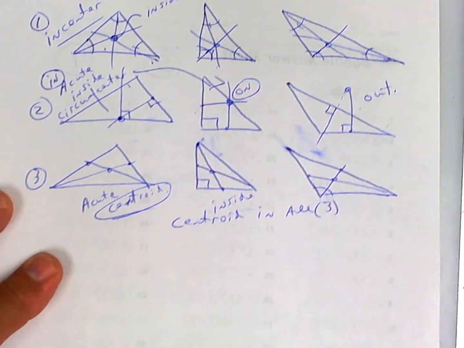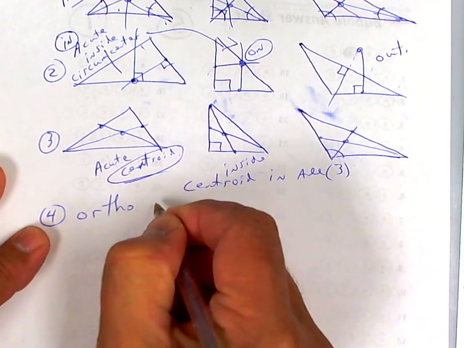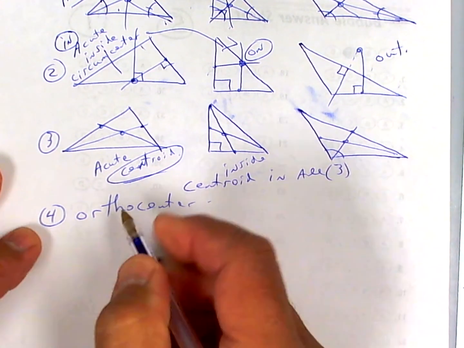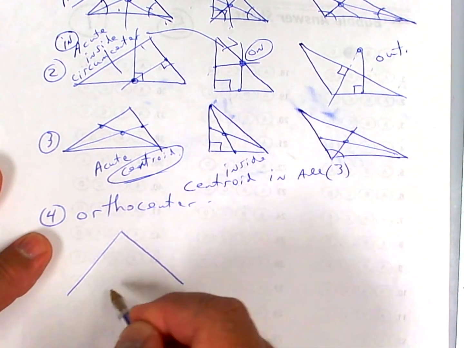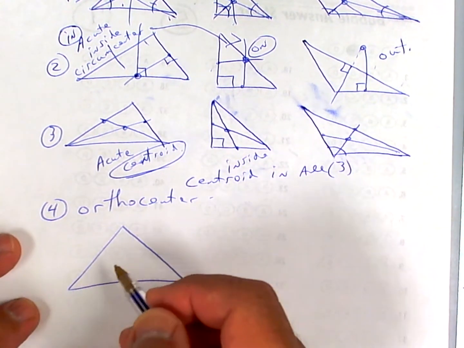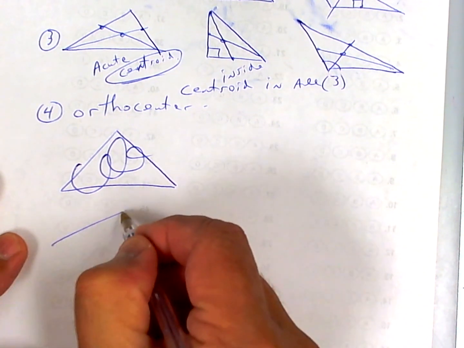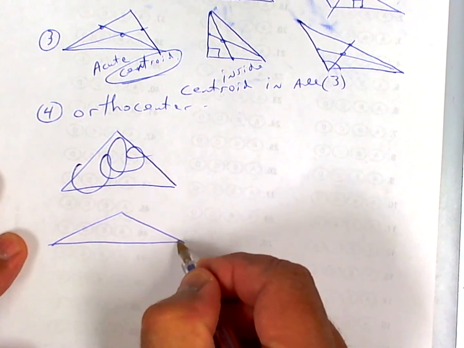And the last one we have to do, number 4, is the orthocenter. So draw an acute triangle. Hopefully I do a better job this time. That still kind of looks like a right triangle. So let me try again. Let's try a little lower here. There we go. That's acute.